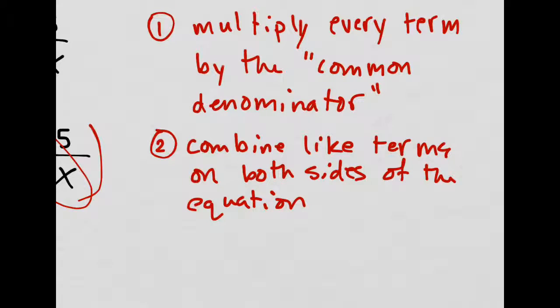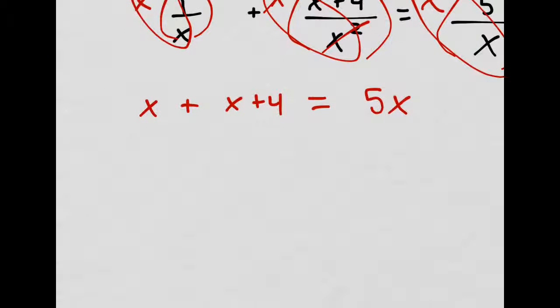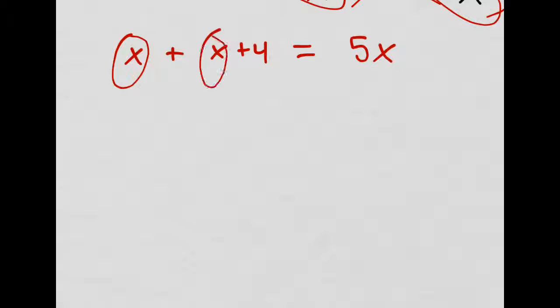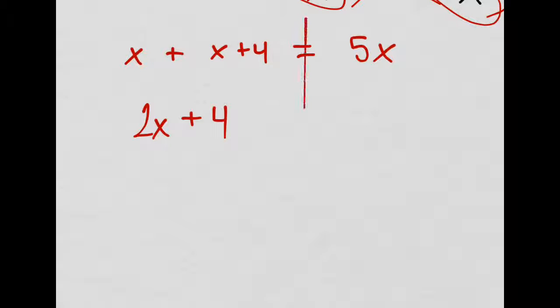So that's what I'm gonna do. What are the like terms? Well, I think I have an x, and so x plus x. We did this yesterday, I think. That's 2x. And then I have a plus 4. It just doesn't have any like terms on the left side, right? There's no like terms with the 4 over there. And then we just have 5x.